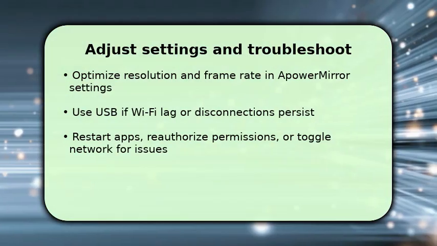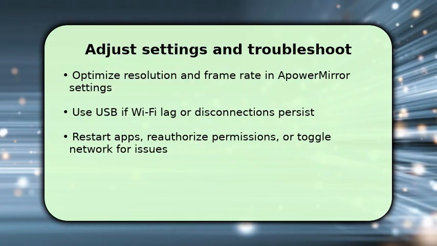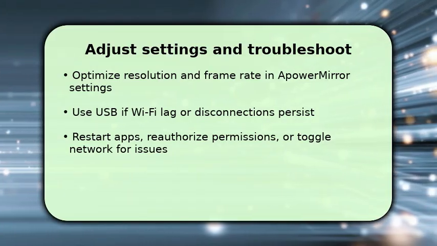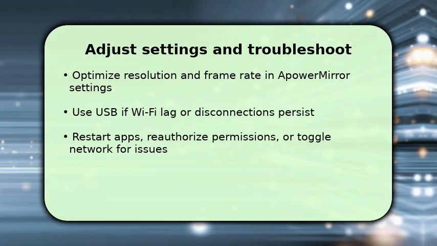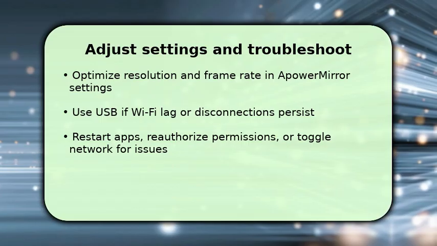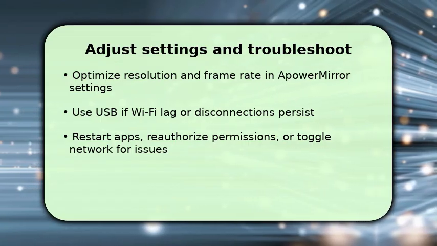Finally, fine-tune for a smooth experience. Open Apowermirror settings to adjust resolution and frame rate so video looks crisp without overloading bandwidth. Once done, use the app controls to switch audio output, start recording, or full screen the mirrored feed as needed.